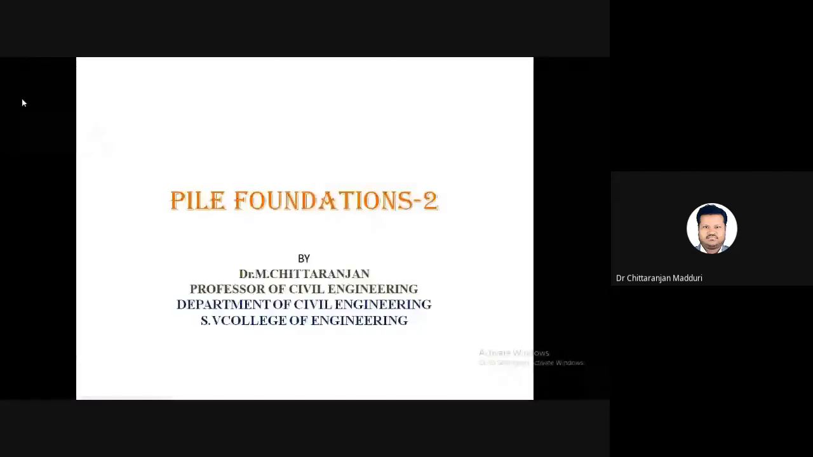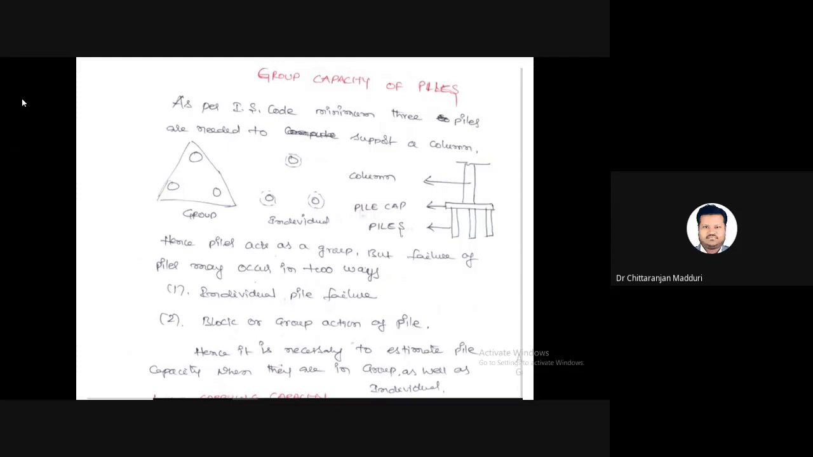Good morning, students. Earlier I discussed how to estimate individual pile capacity in clay soil, and how to estimate individual pile capacity in sandy soils. In today's class, I am going to explain group capacity of piles.